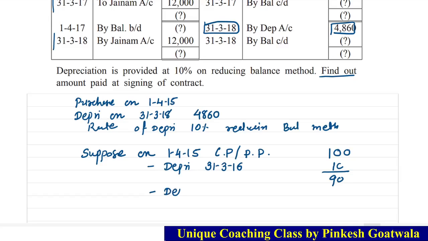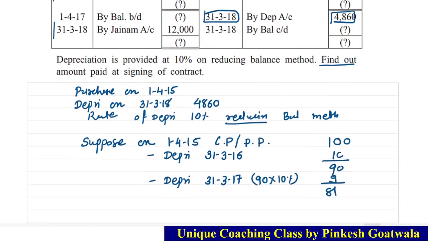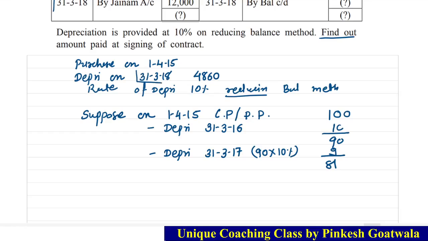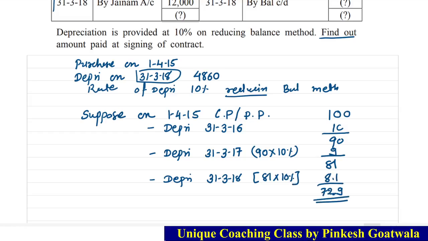Next depreciation is calculated on which date? 31st March 17. And here which method is it? Reducing balance, so 10% of 90 will be 9. Now up to which date do we have to calculate? Here we have depreciation on 31st March 18, so we have to calculate till 31st March 18. So 10% of 81 is 8.1, and the balance is 72.9.